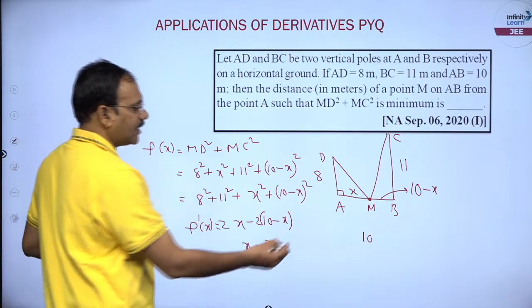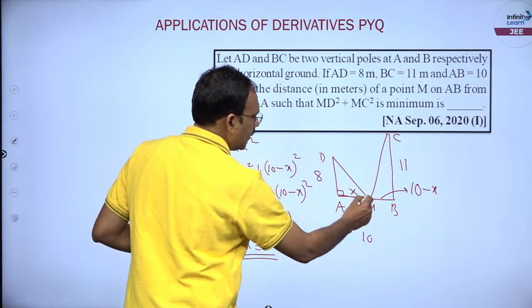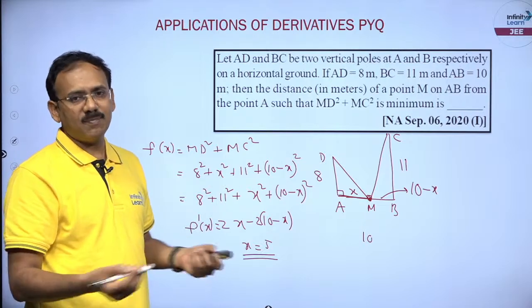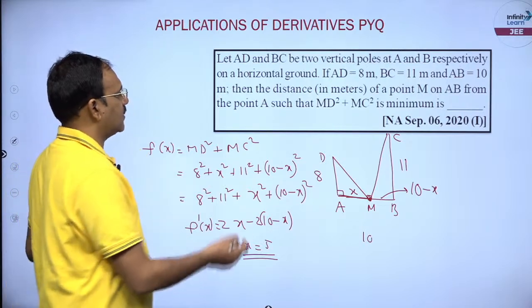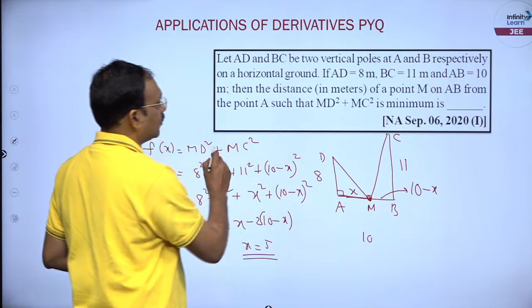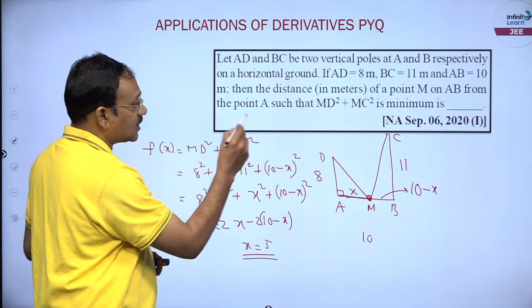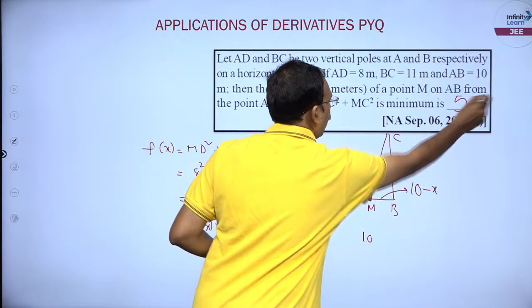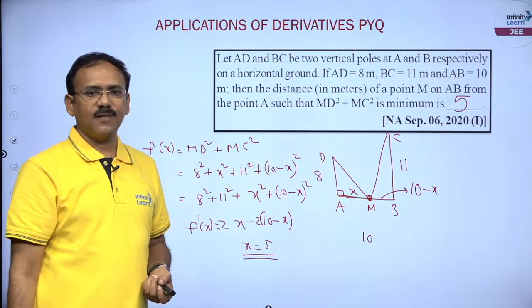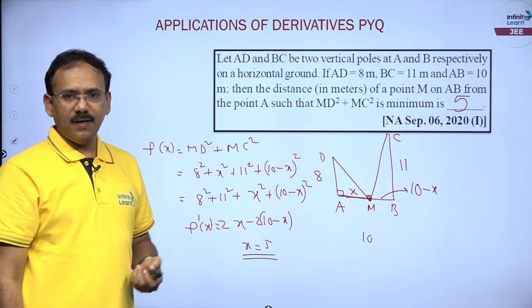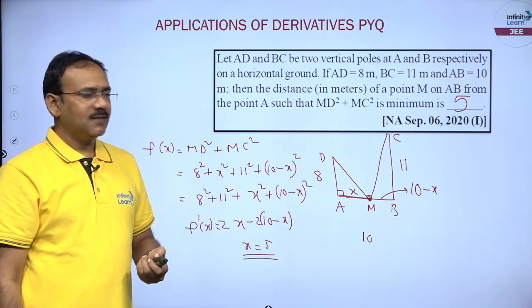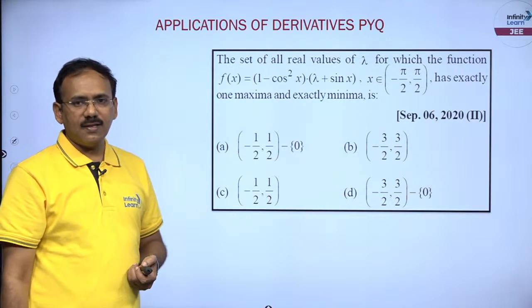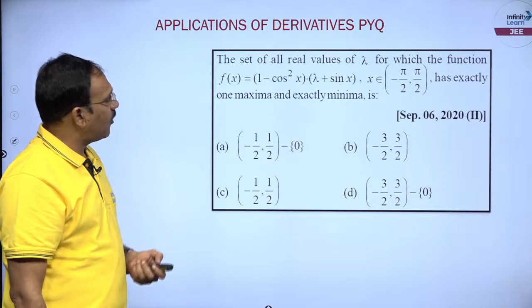So friends, when x is 5, that means when this point M is exactly midway between A and B, it is possible. So friends, read the question properly, the distance of the point M from AB is going to be 5, dear students. Okay, clear everybody, right? The next question.